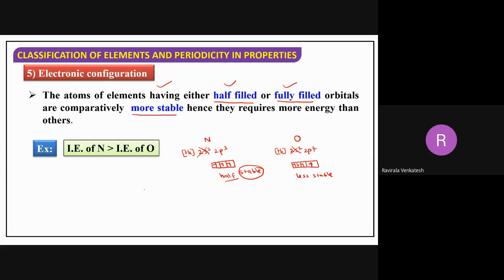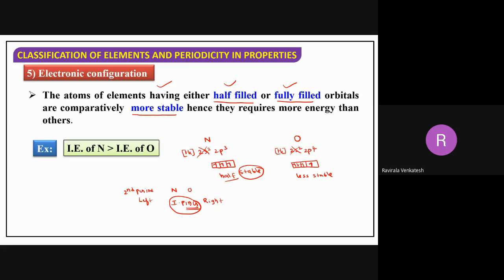Now according to the rule, nitrogen and oxygen, which period do they belong to? Second period. Left to right, atomic size decreases. Ionization potential should increase. According to the rule, ionization potential should increase, correct or not? Tell me.